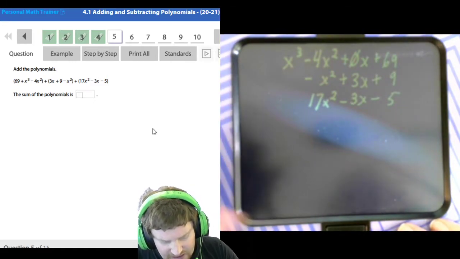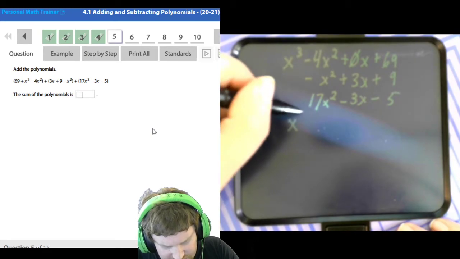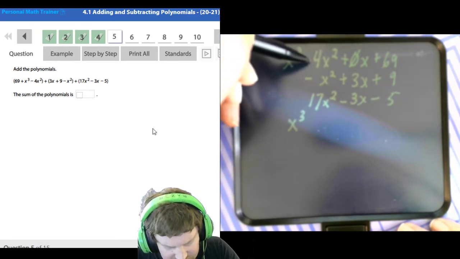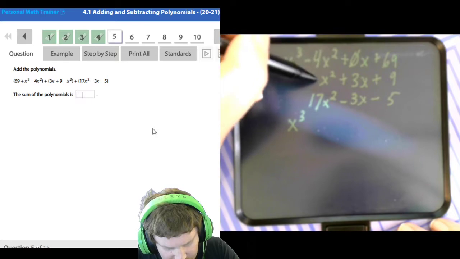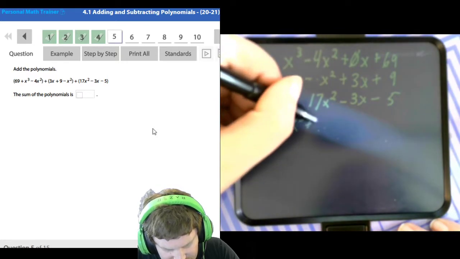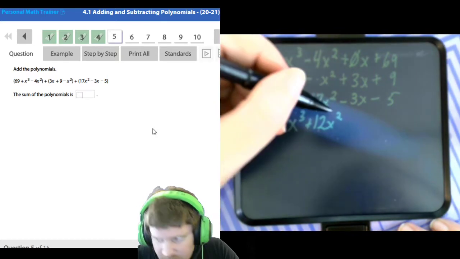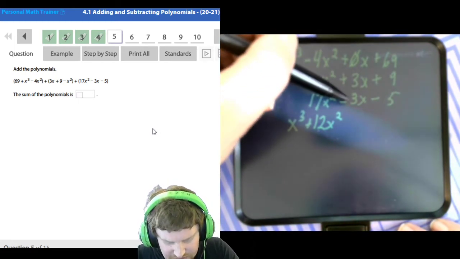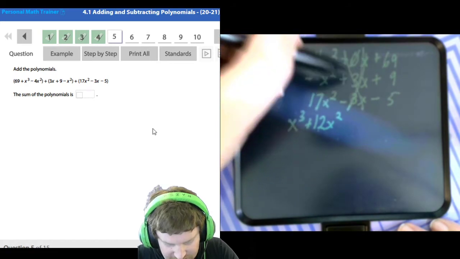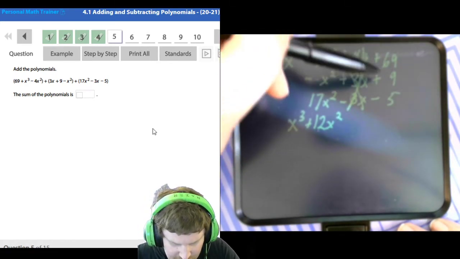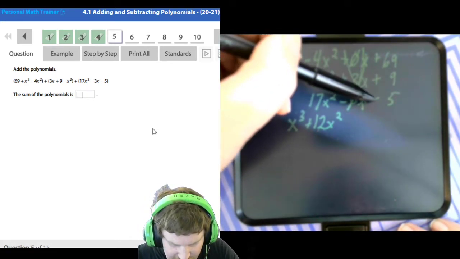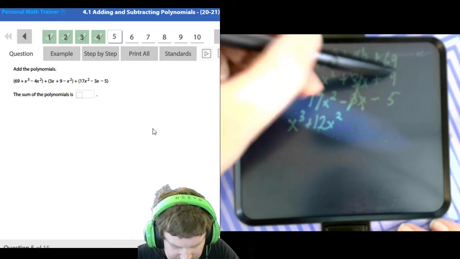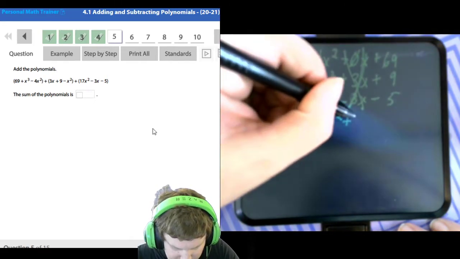So my x cubed comes straight down because it doesn't have anything else. This is negative 4x squared, negative x squared plus 17x squared is 12x squared. Then I get 0 plus 3 minus 3 is just 0, so those actually all cancel each other out. 9 minus 5 is 4. 69 plus 4 is 73.